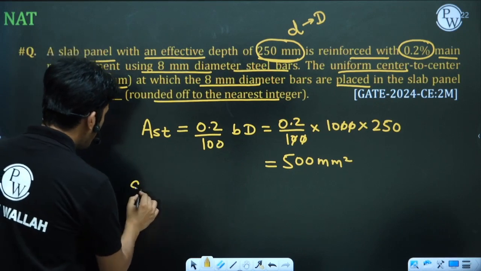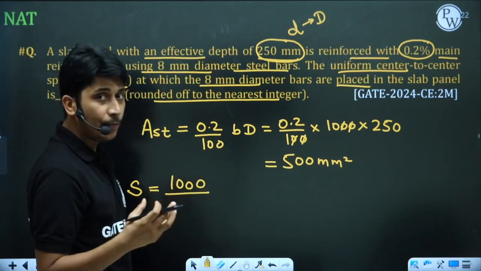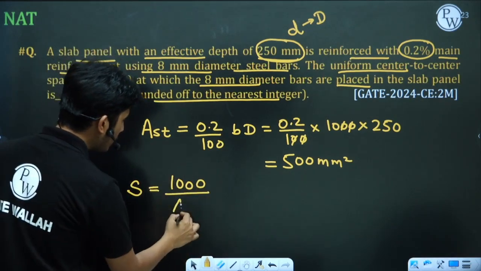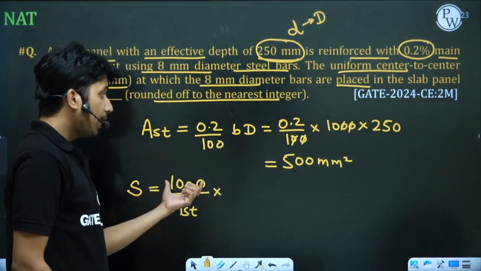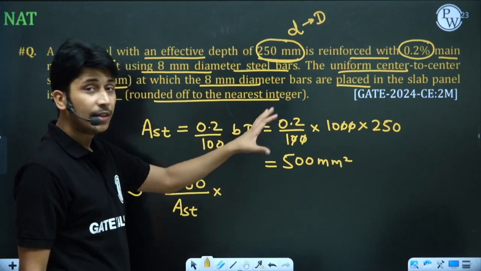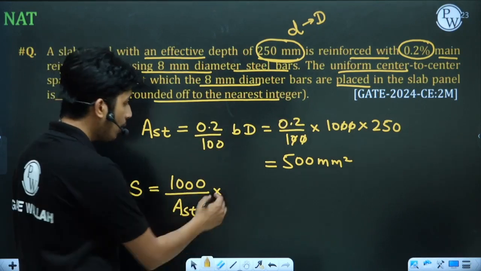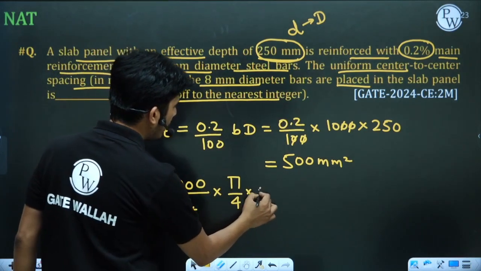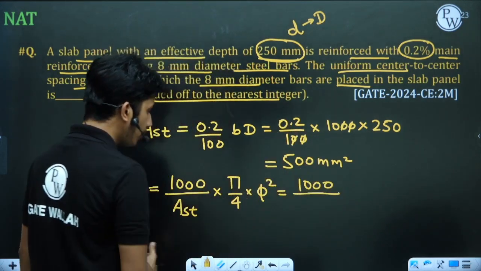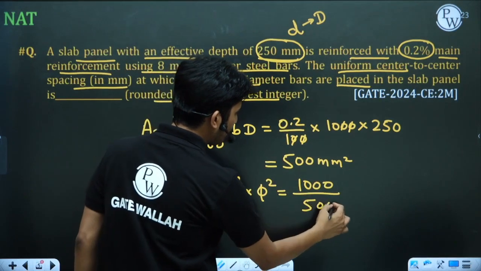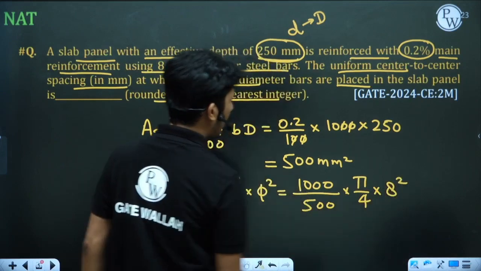So spacing is always width in mm, which is 1000, divided by total area of steel Ast, multiplied by area of 1 bar. In what width are we providing reinforcement? Generally width is per meter, so width is 1000 mm, divided by area of steel Ast, multiplied by area of 1 bar. Area of 1 bar is equal to pi by 4 into 8 square. So this will become 1000, the width we have taken per meter, divided by area of steel 500 mm square, into pi by 4 into 8 square. 8 is the value of your bar diameter.